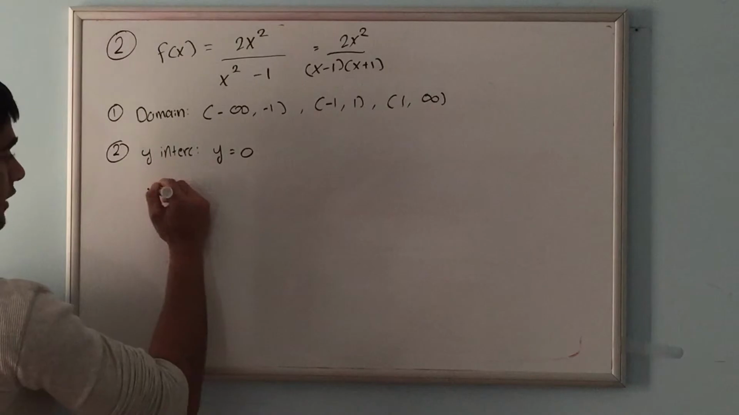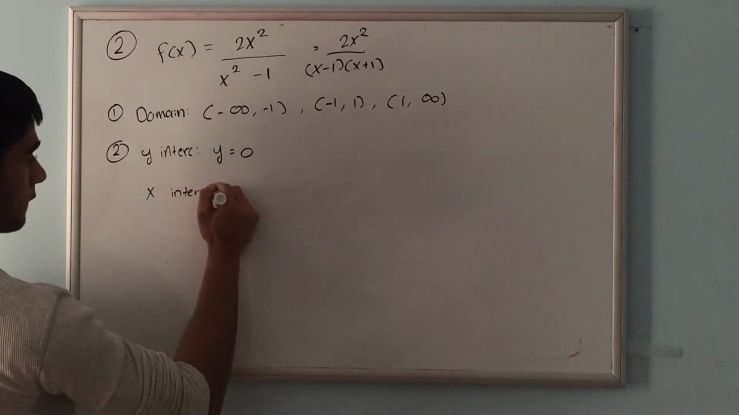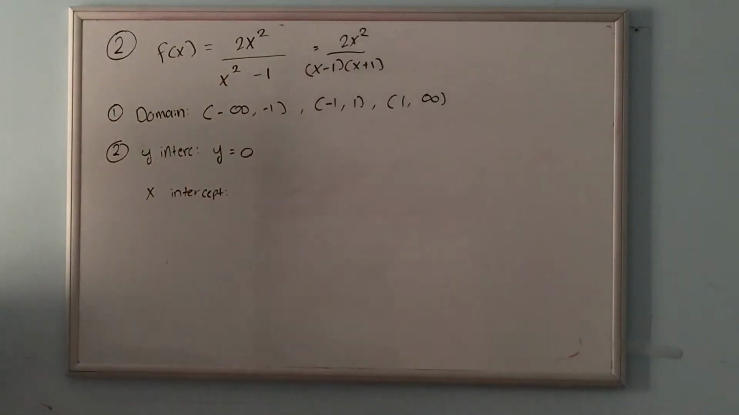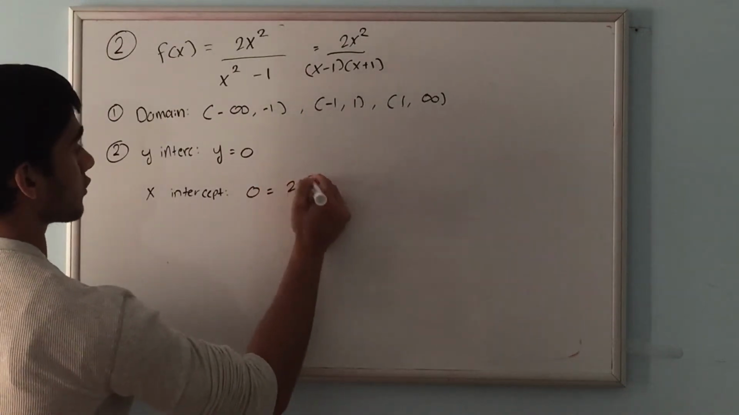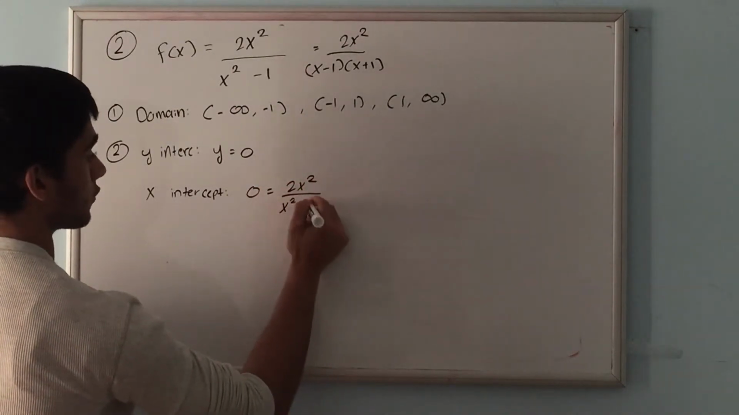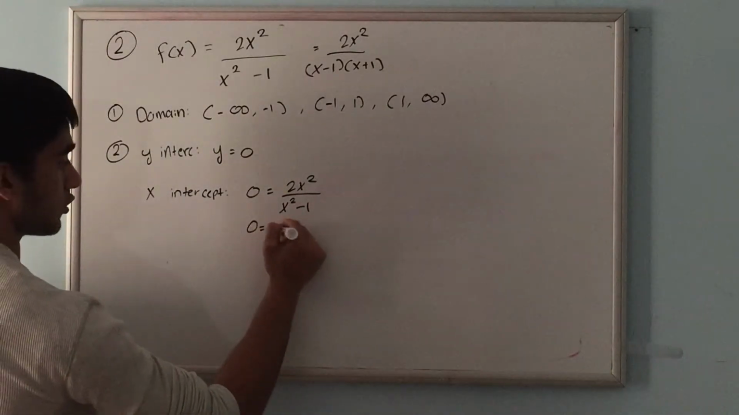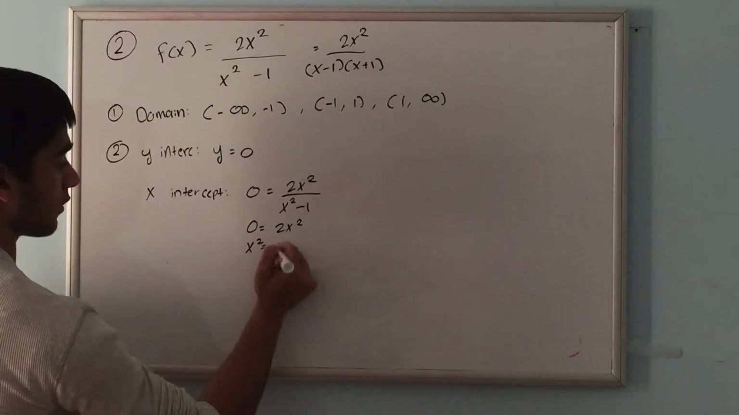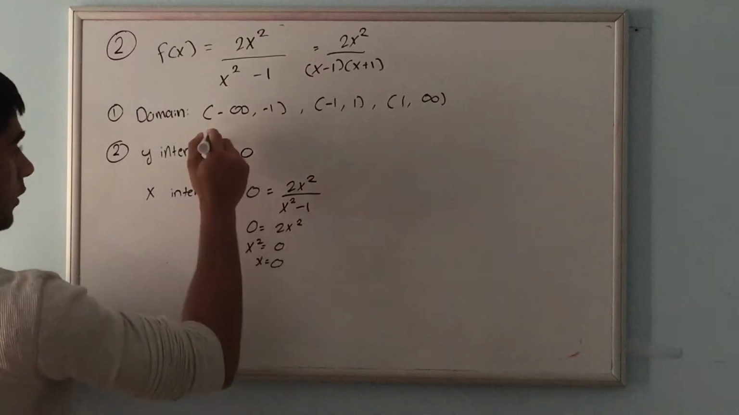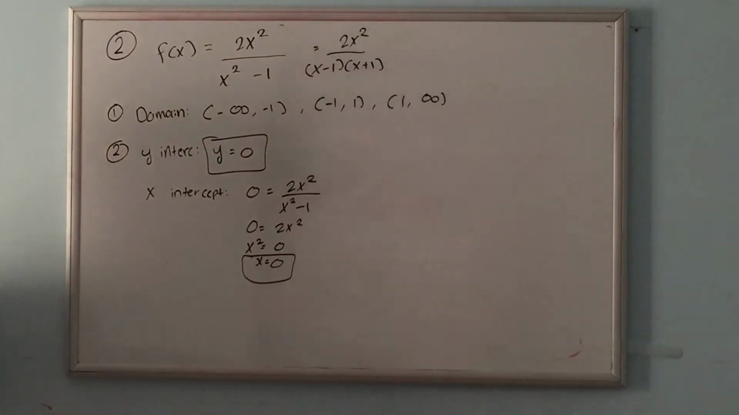The x-intercept is when y equals 0, in this case y is f of x, so when f of x equals 0, so 0 equals 2x squared over x squared minus 1. If we multiply both sides by x squared minus 1, we get 0 equals 2x squared, and we get x squared equals 0, x equals 0. So our y-intercept is y equals 0, and our x-intercept is also x equals 0.